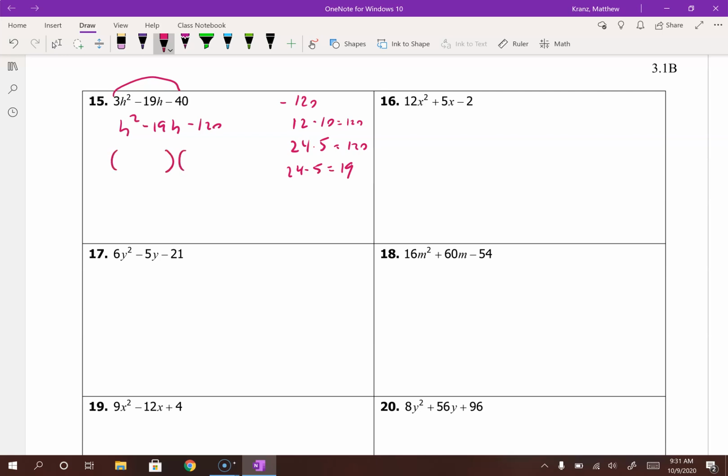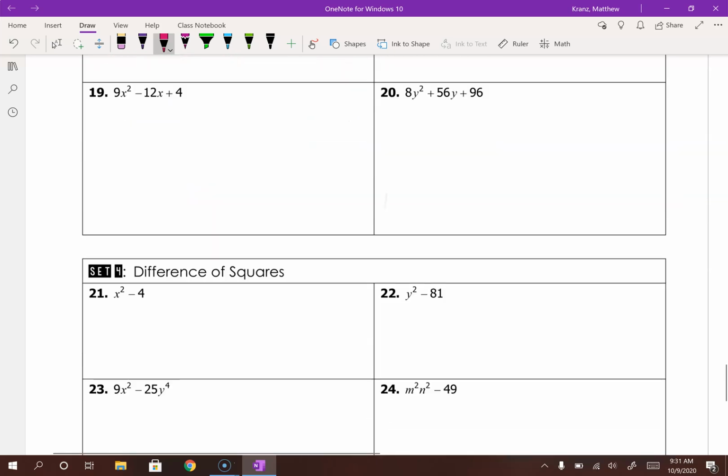So that means I'm going to have an h and an h. They're both going to have different signs, and the biggest one is going to be negative, so that's the 24. Now I have to divide by this 3 again. 5 doesn't divide into 3, so that's going to be 3h plus 5. Over here, negative 24 divided by 3 is negative 8. And that winds up being our answer. All right, we'll try the other ones together.